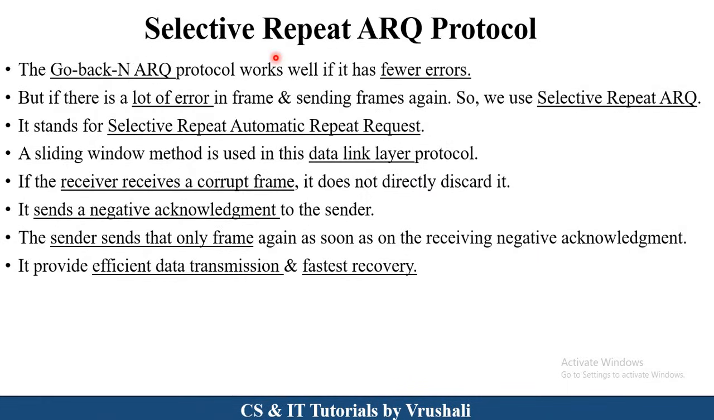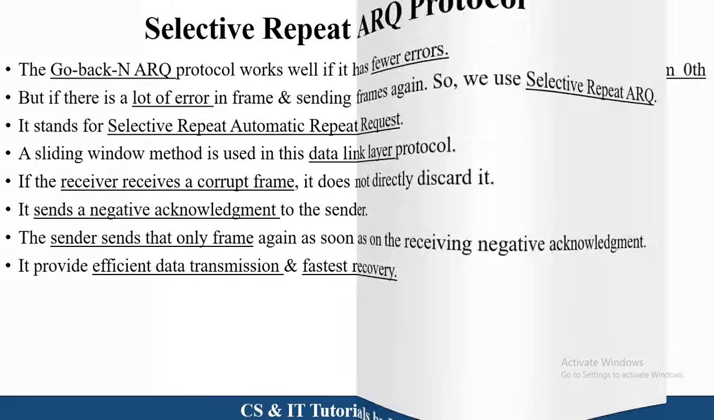Now, the next protocol is the Selective Repeat Automatic Repeat Request protocol. It is the advanced version of the Go-Back-N ARQ protocol. Go-Back-N ARQ generally works when there are fewer errors. But if there are a lot of errors in the frame or in the information, at that time the Selective Repeat ARQ protocol is used. It is also used in the data link layer of the OSI model. Basically, it provides efficient data transmission and the fastest recovery of data in the network. Now let's discuss it with its working.